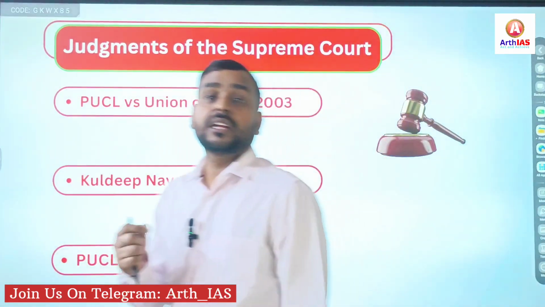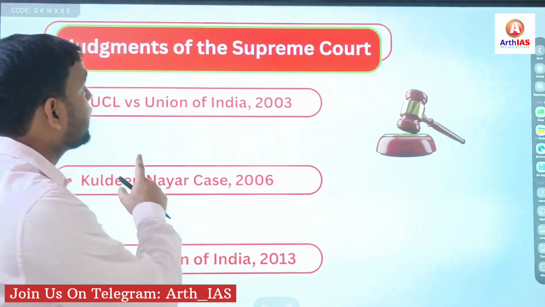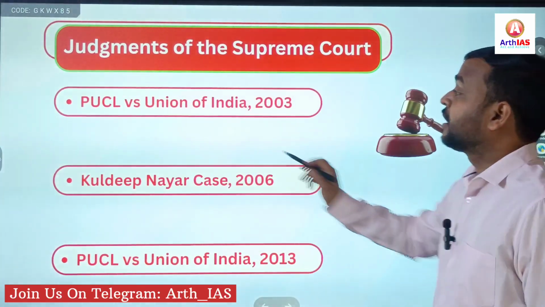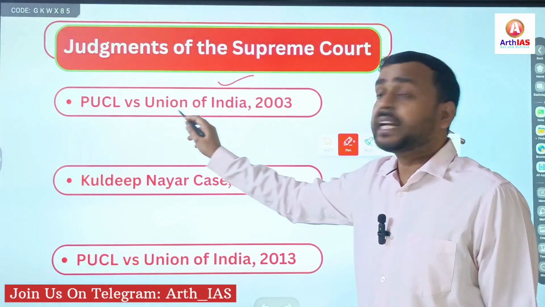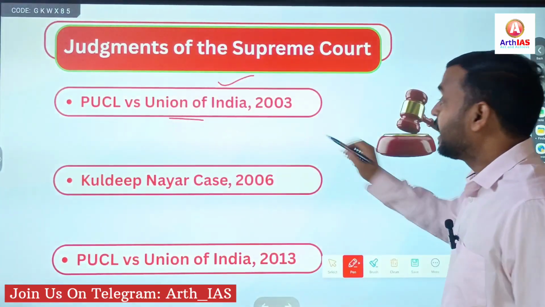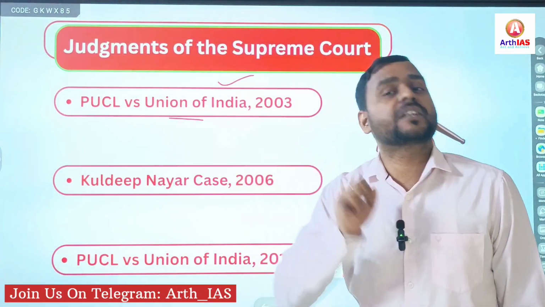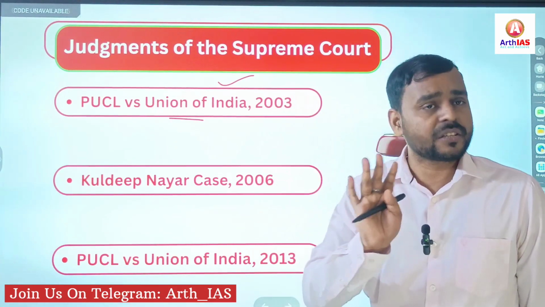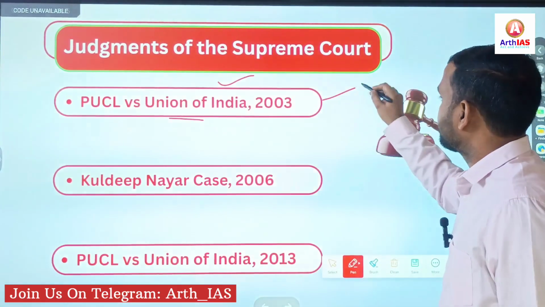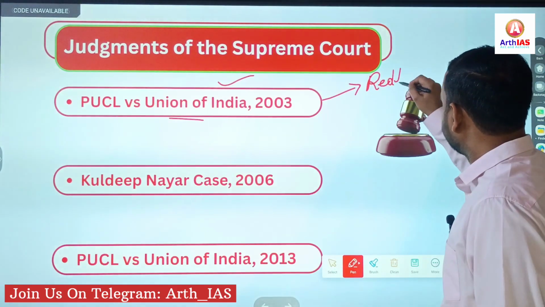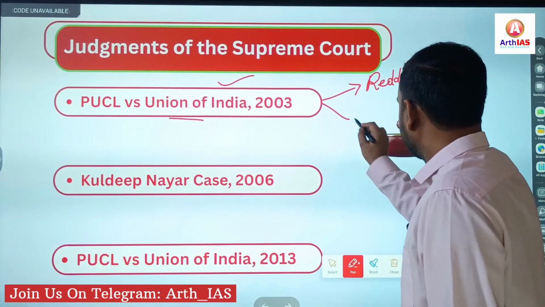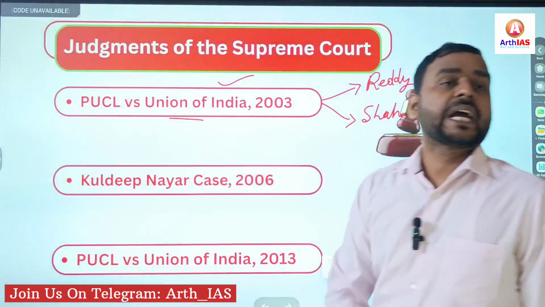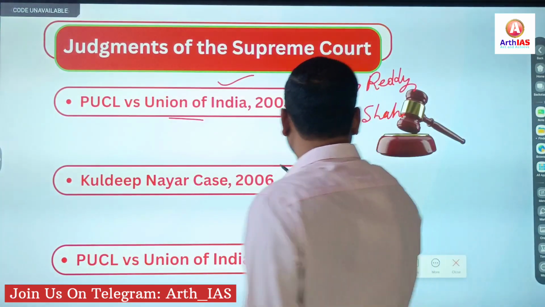Now, another important case that came in 2003, called PUCL versus Union of India, 2003. And in this case, the Supreme Court took a turning point. Took a turning point means it was a bench of 3 judges, and there were 3 judges: Justice Reddy, Justice Shah, and Justice Dharmadhikari.